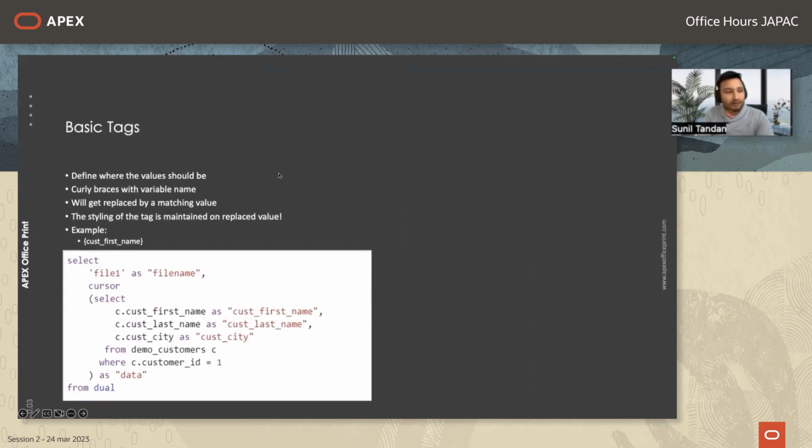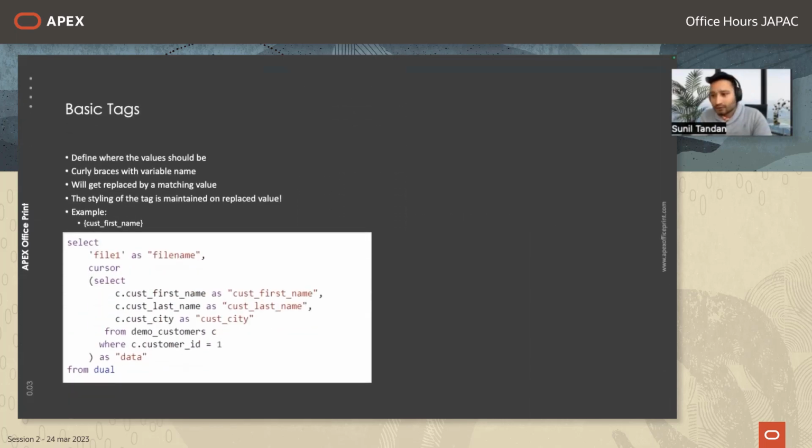Okay, so moving on to the templating section. The basic tags, we already saw that, right? We can specify the name of the record. For example, in this case, we're using a select statement to select our data, customer first name and customer last name. We can just wrap those names using curly braces, and it will be replaced by the data.